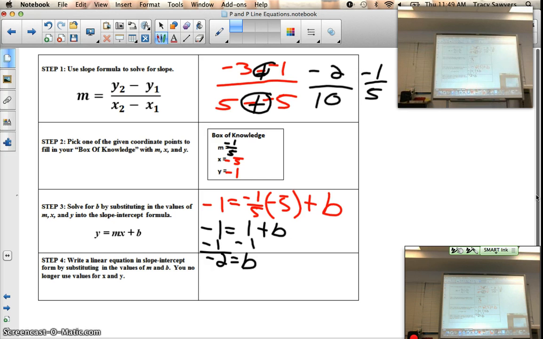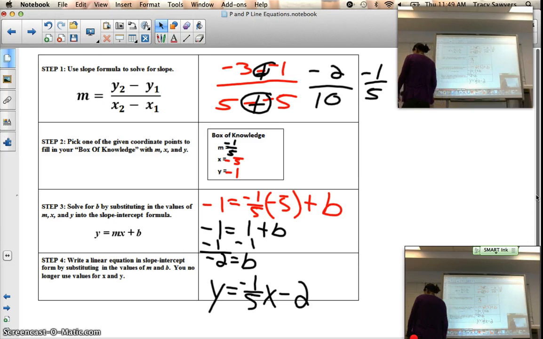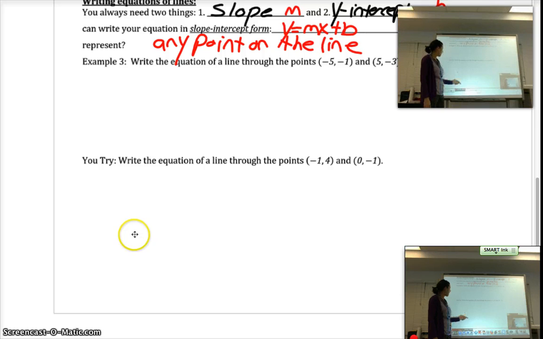Okay, now all we have to do is plug it in. We have the two things we set out to get, slope and our y-intercept. The only thing you need to keep in mind, because remember there's infinite points on that line, is that the x and the y are no longer values, they're variables. So y equals -1/5 x minus 2. Easy peasy.